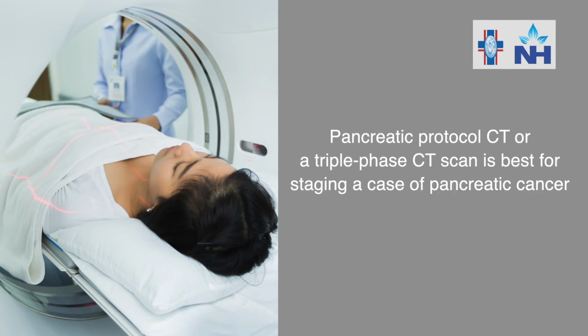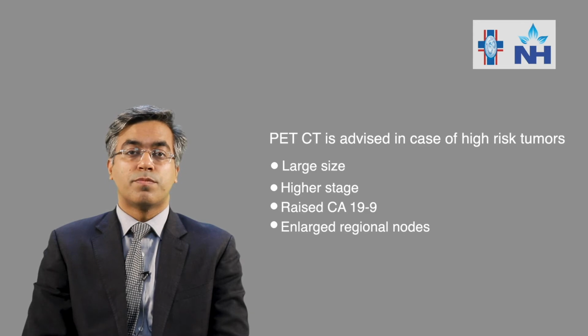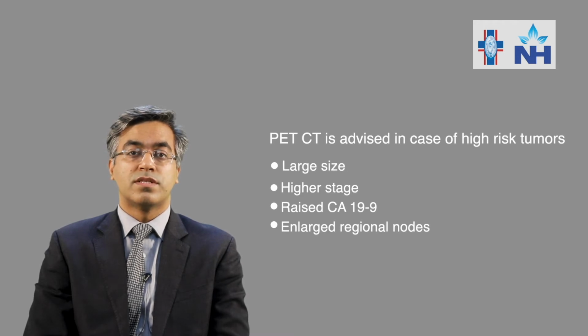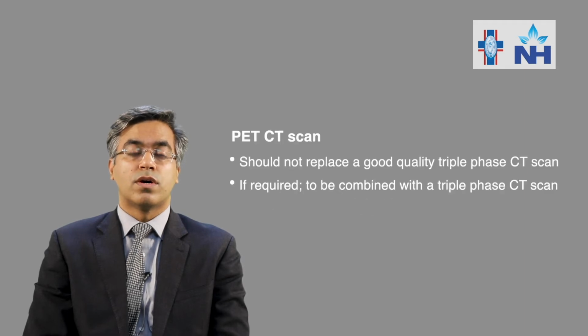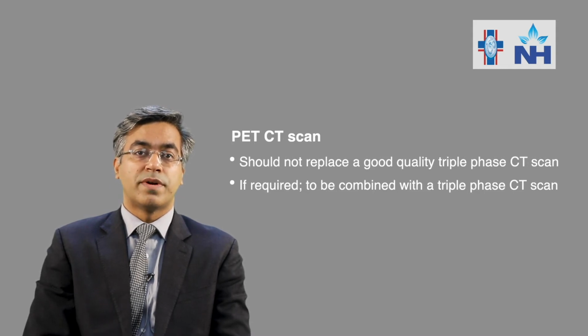PET CT scan should not be routinely used in the diagnosis and staging of a case of pancreatic cancer. It is advisable to do a PET scan in cases which are high risk, like large sized and higher stage tumors, patients with raised CA19-9 and large regional lymph nodes. So a PET scan should not be a replacement for a good quality triphasic CT scan of the abdomen, and rather should be used in combination with a triphasic CT scan, if at all a PET scan needs to be done.